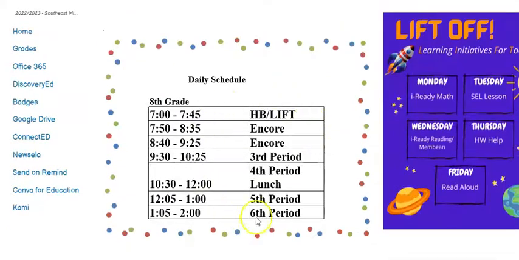On the schedule page, you'll see the daily schedule that we follow. Home base, LIFT, the new LIFT that we have, is what we do in homeroom. Every Monday, we'll do our Ready. Tuesday, SEL, that's social emotional learning. We'll do our Ready reading on Wednesday, homework help on Thursday. And of course, Friday is where you'll read aloud. The teacher may do it whole class or maybe in groups. It's, of course, teacher discretion there.